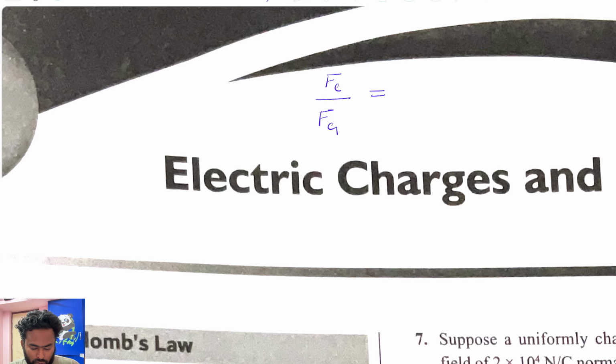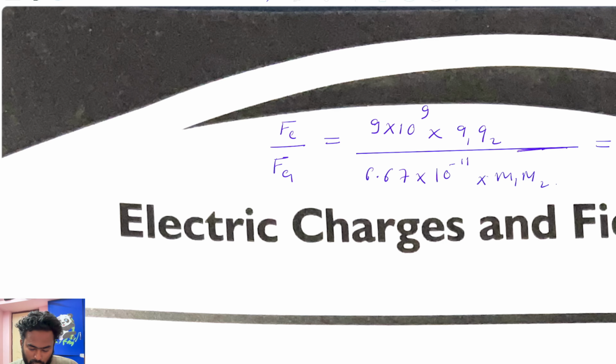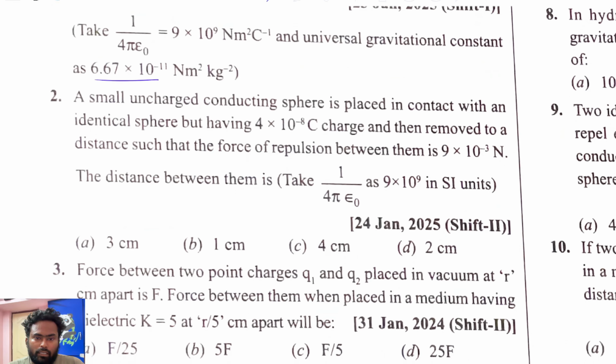Electrostatic force is 9 into 10 to the power 9 times q1 q2, the product of charges, upon distance square. And gravitational force will be G, where the G value is 6.67 into 10 to the power minus 11, times m1 m2, the product of the masses, upon distance square. After doing all this, it should come out to be half into 10 to the power 45. Okay, let's see the next question.